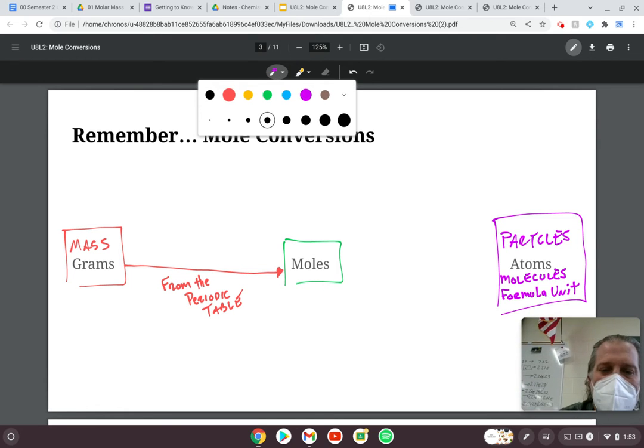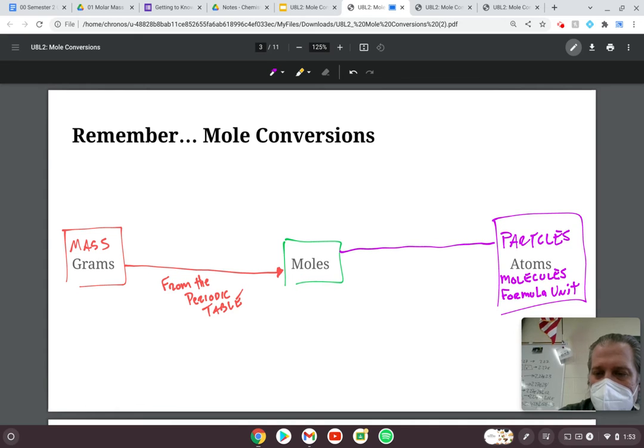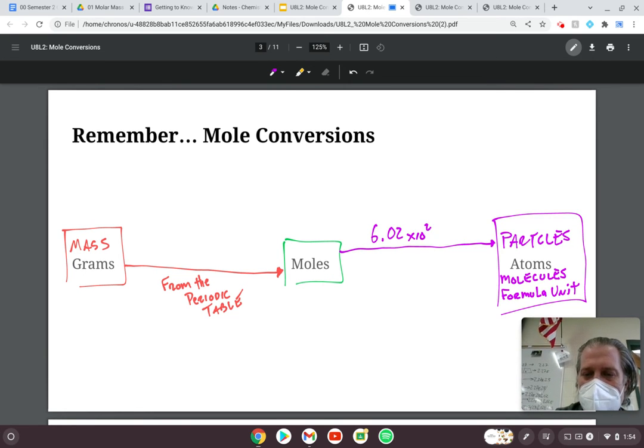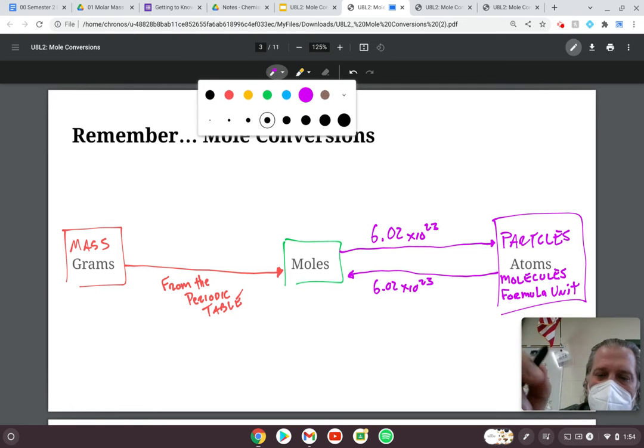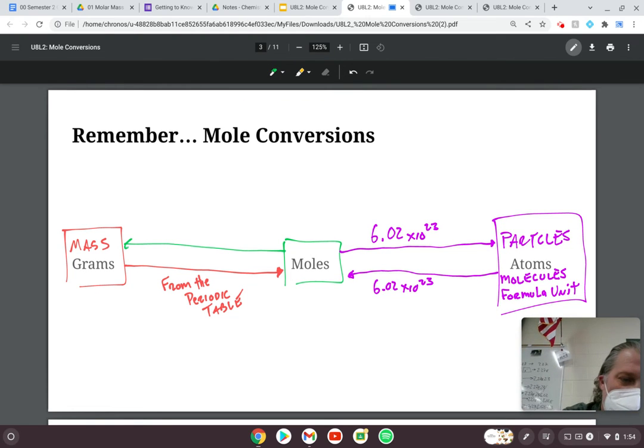And then when you were asked to go from moles to particles, which is something that we did, you were supposed to use a very specific special magic number. Does anybody remember what that is? Yep, it's 6.02 times 10 to the 23rd, also known as Avogadro's number. Now that's going from mass to moles and moles to particles, but now we can also go from particles back to moles, in which case you will use 6.02 times 10 to the 23rd. But then you can also go from moles to mass, in which case you can get that mass from the periodic table.